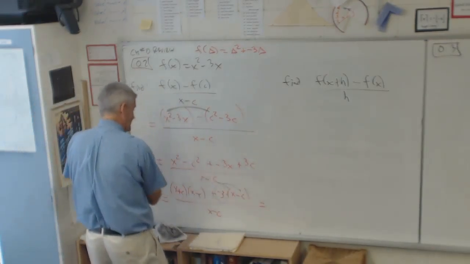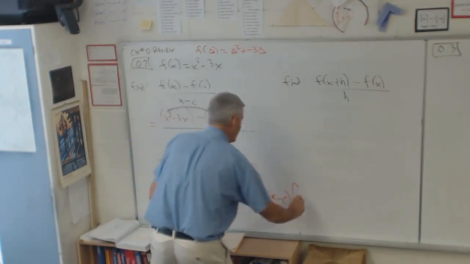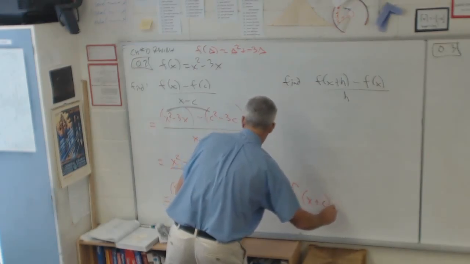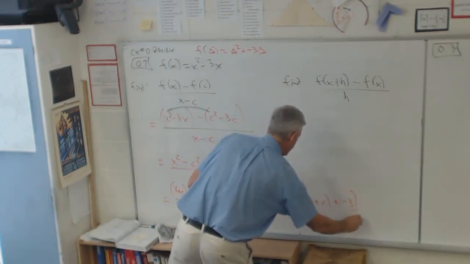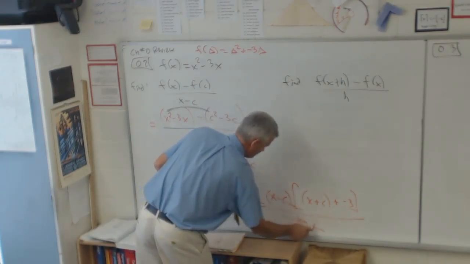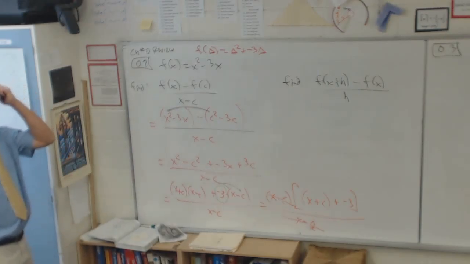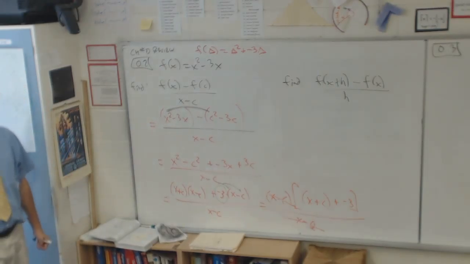You might take an intermediate step and pull an x minus c way to the side on the top, leaving x plus c plus -3. And then they cancel. So the final answer is x plus c minus 3.